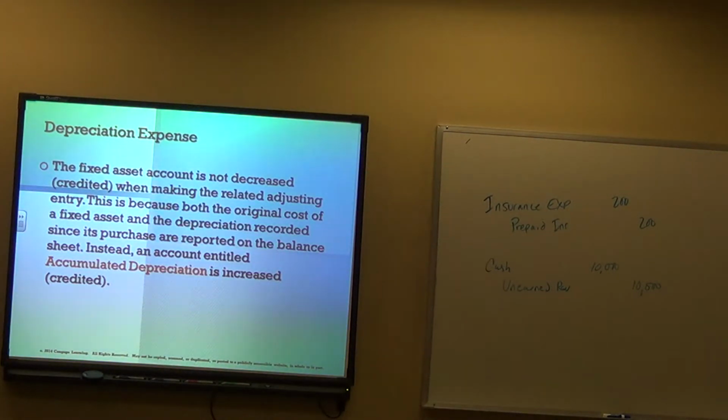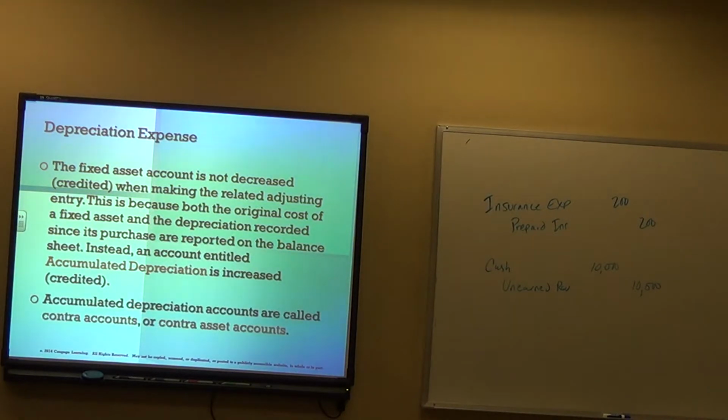So the fixed asset account is not decreased when making the related adjustments. Instead, accumulated depreciation is increased. So we don't touch what the value was of that asset. We have a contra asset. Basically what the contra asset means is that it's taken away from that asset. And as you can see, it is credited. If we credit an asset, that means we're taking away. That's why it's called a contra asset. We're taking away from that asset. Here's another one to take the demo. Contra asset accounts.